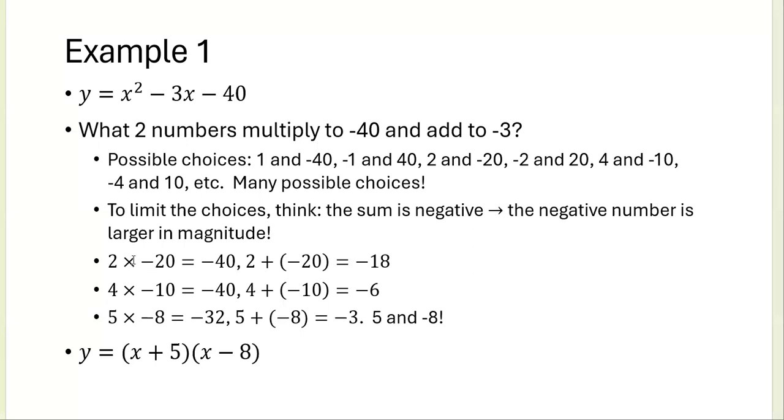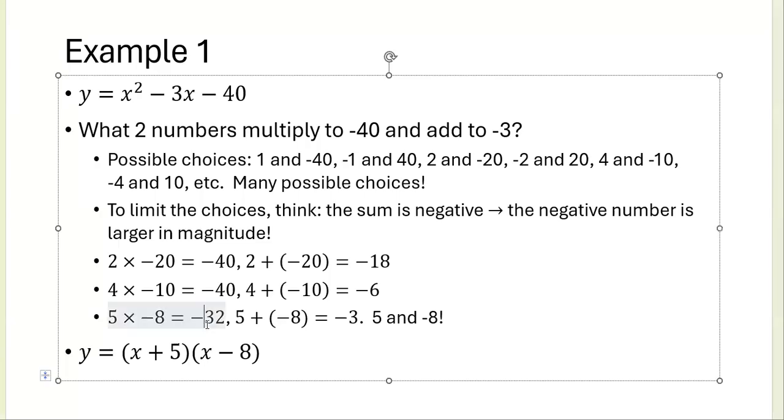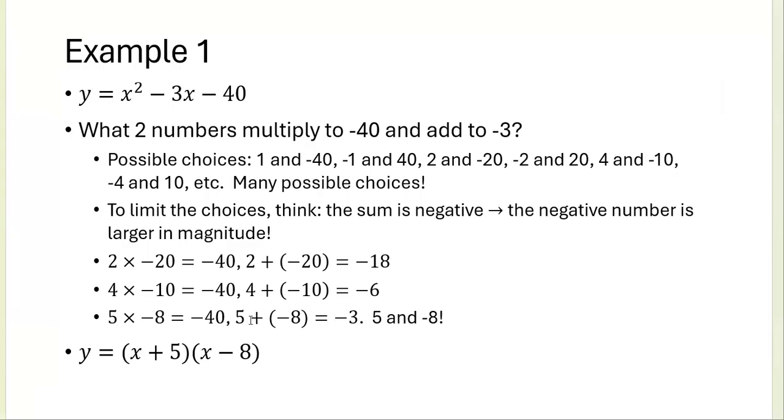Okay. So let's move on to the next candidate because 2 and 20 didn't work. How about 4 and negative 10? That makes negative 40. What's 4 plus negative 10? That's negative 6, not negative 3. So we got to keep moving to another possibility. How about 5 and negative 8? I probably copy pasted again. My bad. That's minus 40. And then 5 minus 8 is negative 3. That is what we want. So the two numbers are 5 and negative 8. So we write in factored form x plus 5, x minus 8.